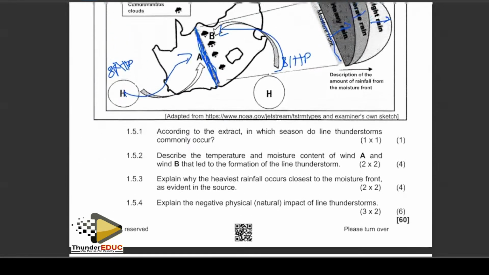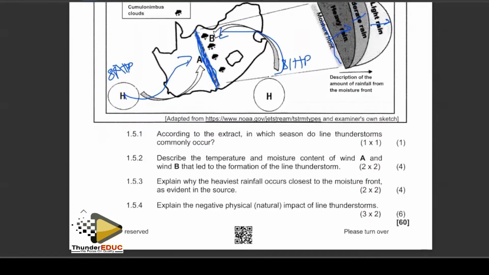What will happen when those two air masses meet? We are looking at a situation whereby there is cold and dry air coming from the South Atlantic high. This cold and dry air, remember, is going to cause a front which is typical of a cold front, like what we have been mentioning earlier on. It's going to have a steeper gradient.